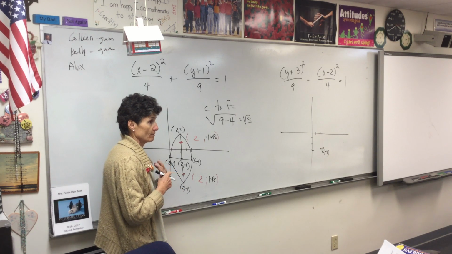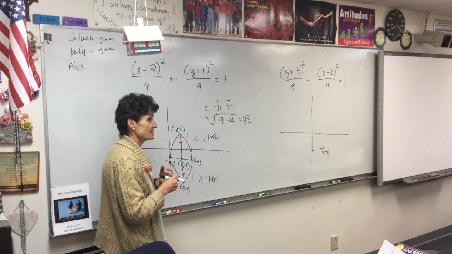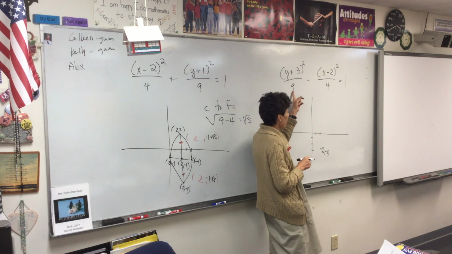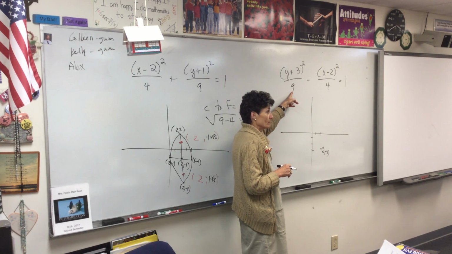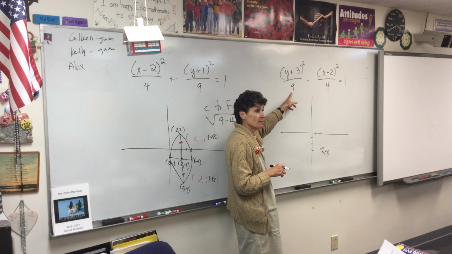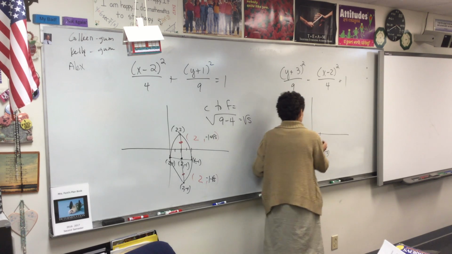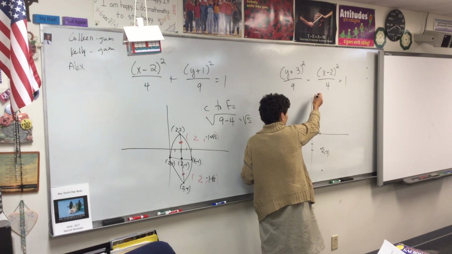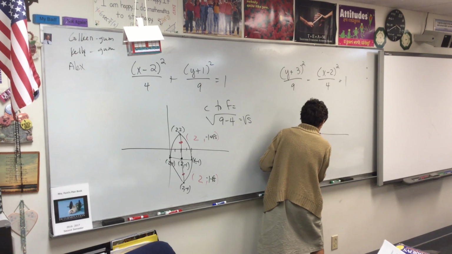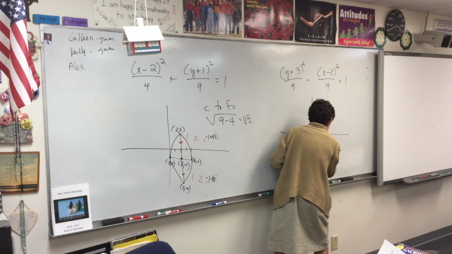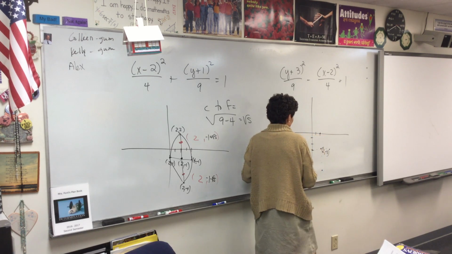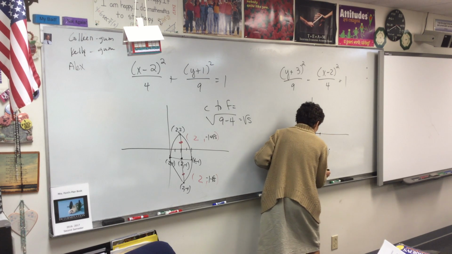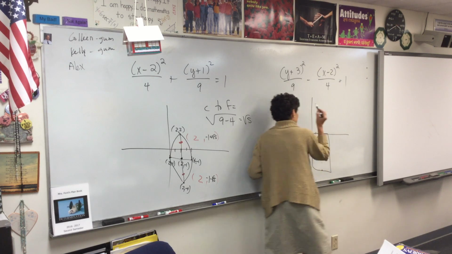Where do I go from here? I start at my center and I start counting out the box, right? Just like I did with the ellipse. So what's this 9 tell me to do? Watch it, it's under y, so it's going up and down 3. And under x, I'm going sideways 2. Now normally, if it's an ellipse, I would make an oval, but I'm not going to. I'm going to make a box.